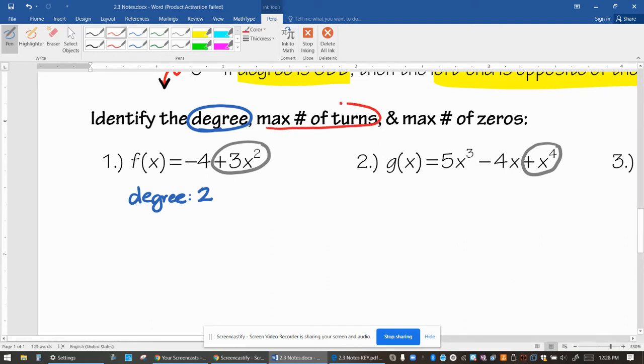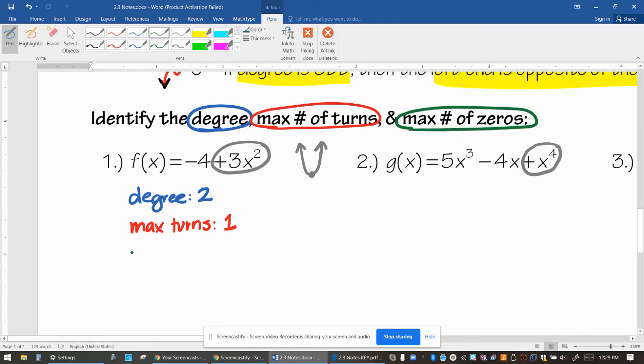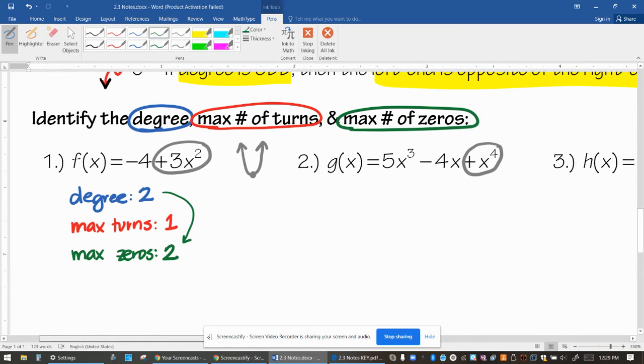The maximum amount of turns, or times that it switches directions from rising to falling, is always one less than the degree. So think about it. This is going to be a parabola that opens up because the leading coefficient is positive. How many times does the parabola switch directions from rising to falling? Only once. Now the max number of zeros always is the same as the degree. A parabola cannot have more than 2 solutions.